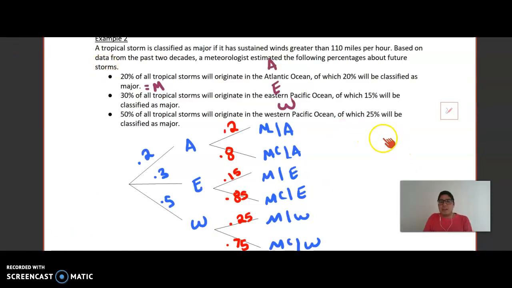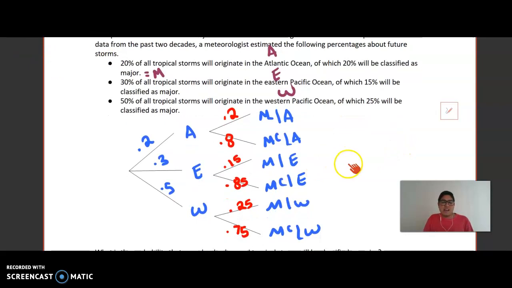Okay, so hopefully you were able to at least get your tree diagram down and your variables. So I was told that 20% of the storms that originate in the Atlantic Ocean will be classified as major, and 20% of those storms occur in the Atlantic Ocean, 30% in the Eastern Pacific, and then 50% in the Western Pacific. So from there, using the complement rule, I can find each of these conditionals. So I've got all of these events here.